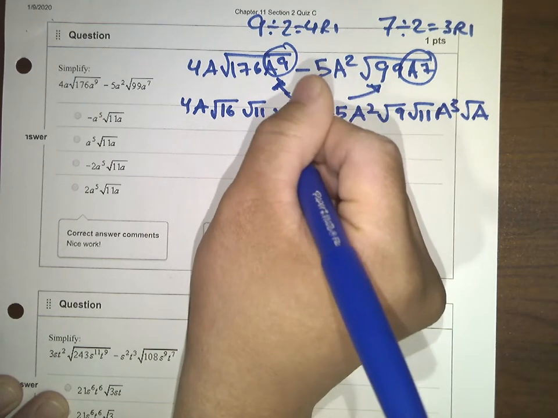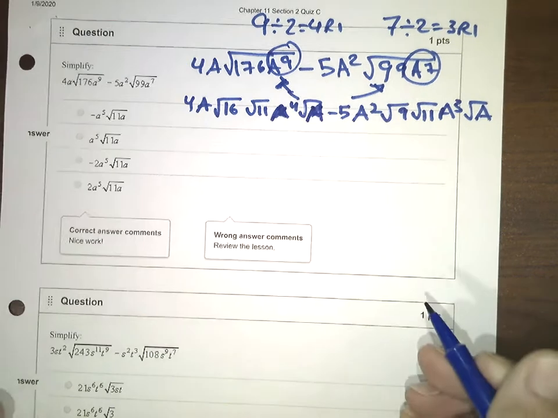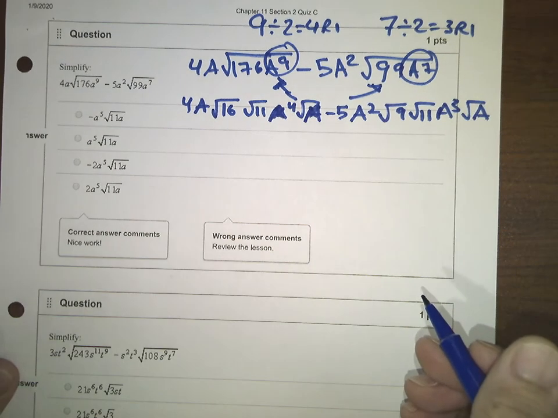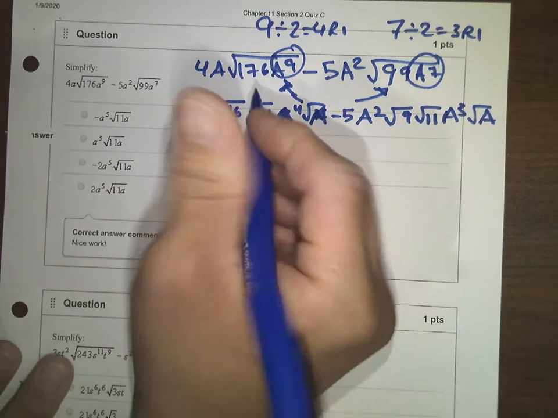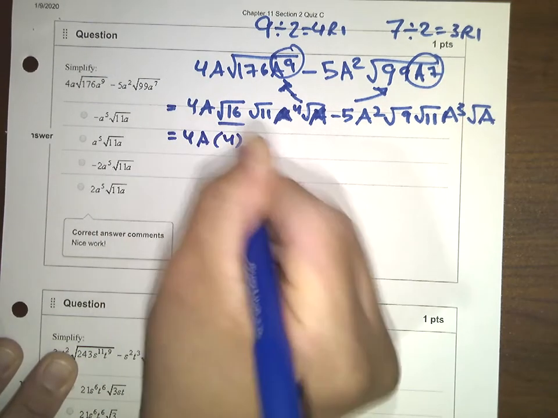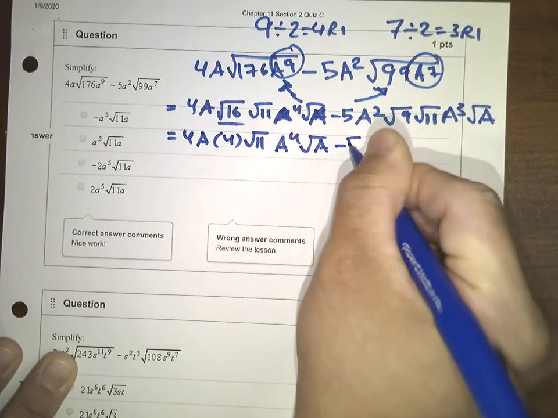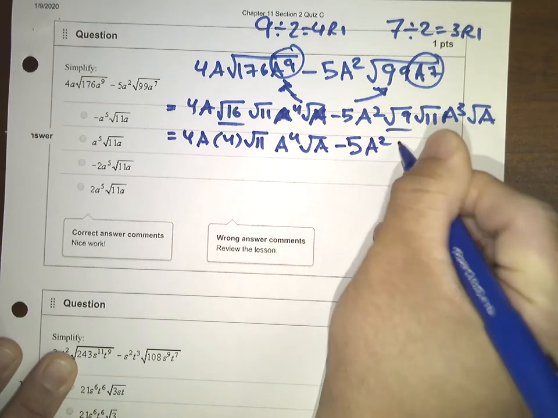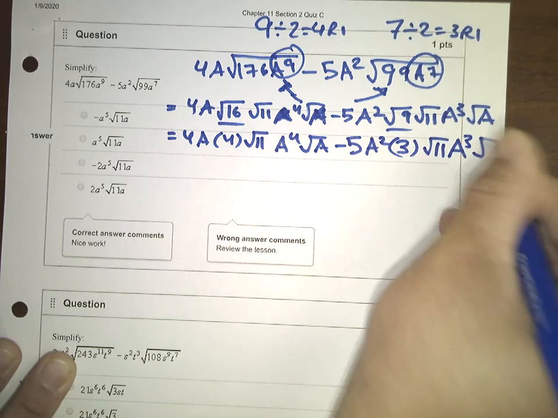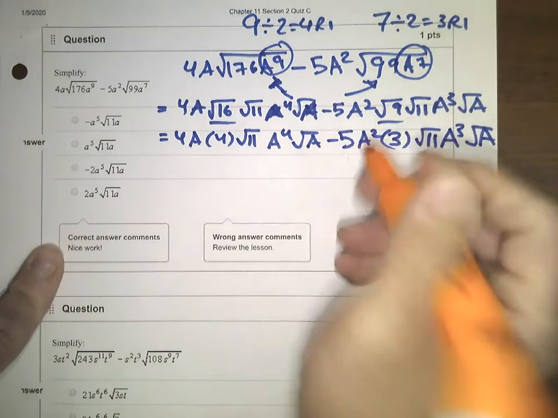And you know what? I wrote x instead of a, so that's okay. I can change them to a, right? And so now I can go ahead and just simplify. The square root of 16 is 4, so 4a times 4 square root of 11, a to the 4th square root of a, minus 5a squared. Square root of 9 is 3, so times 3 square root of 11, a to the 3rd square root of a. Then I look at each of the terms and see if they have like radicals now.